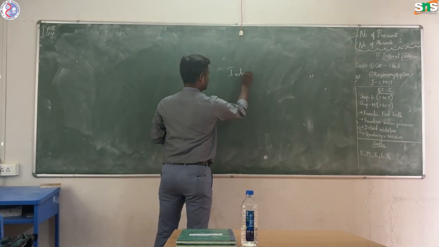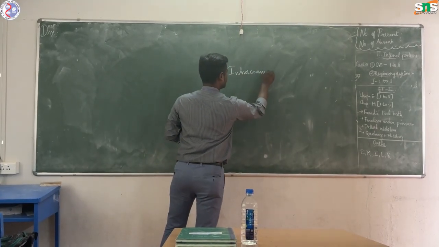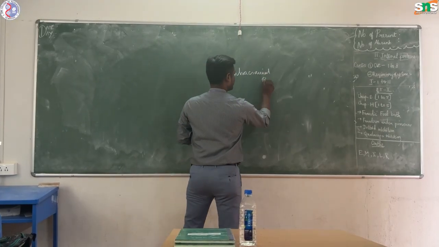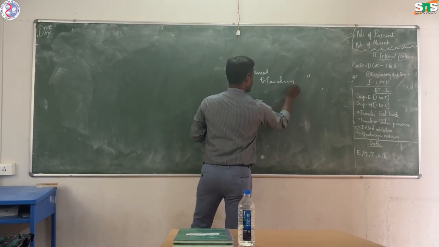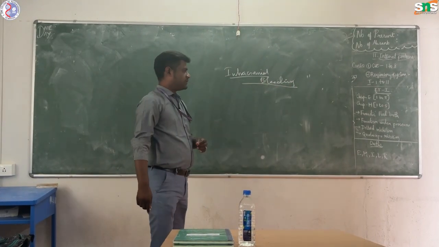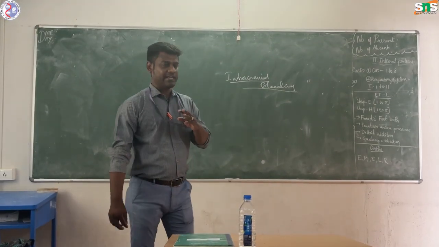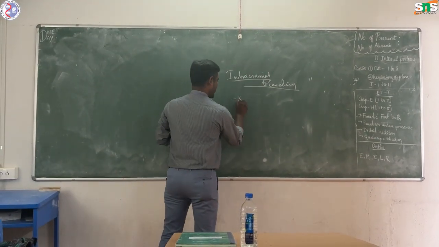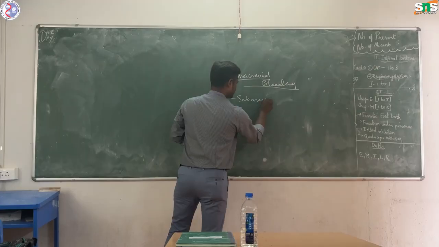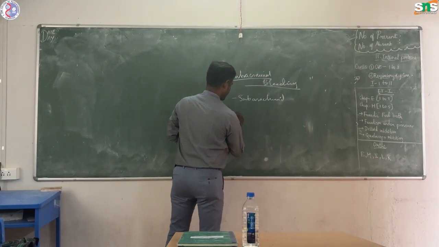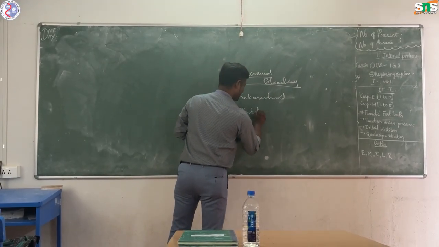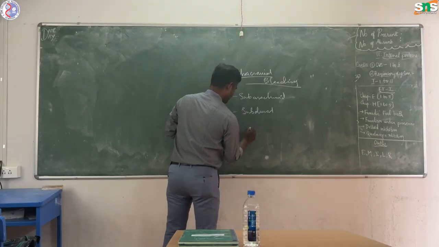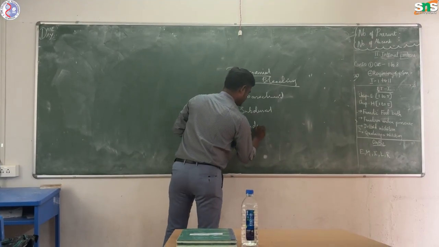Intracranial bleeding. In that we subclassify into three. One is subarachnoid. Second one is subdural. Third one is epidural.